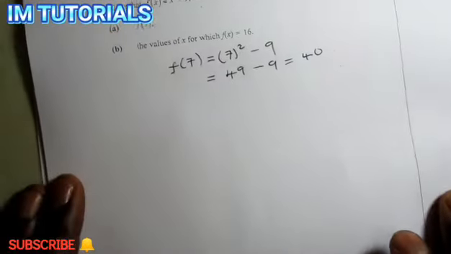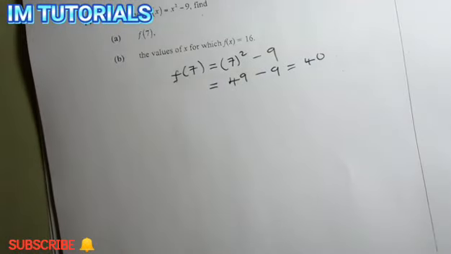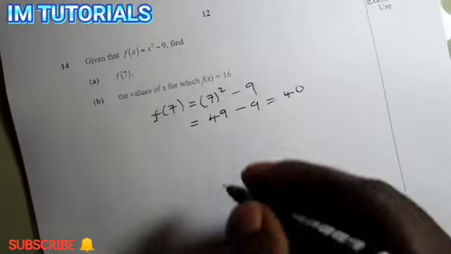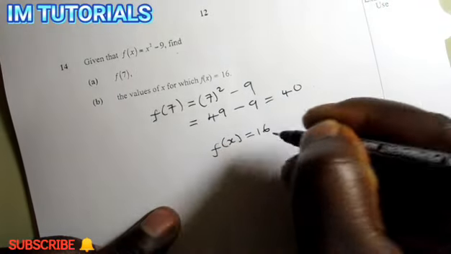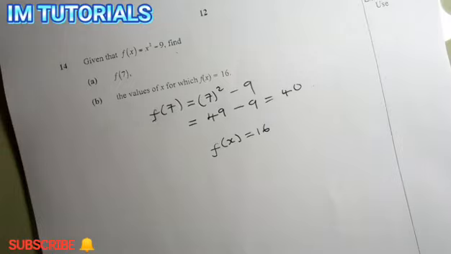Right. Then we move on to part B. Find the values of x for which f of x is equal to 16. Right. So if you are given that f of x is equal to 16, you don't put 16 on x, but you have to formulate a quadratic equation.